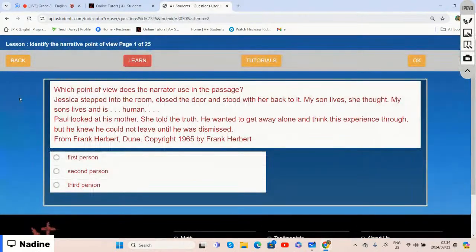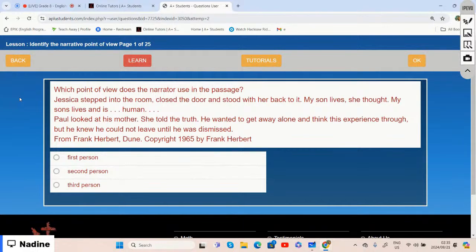All right, so here we have, let's read the passage or the text, and then we're going to have to say which point of view the narrator used the passage in. Is it first person, second person, or third person?